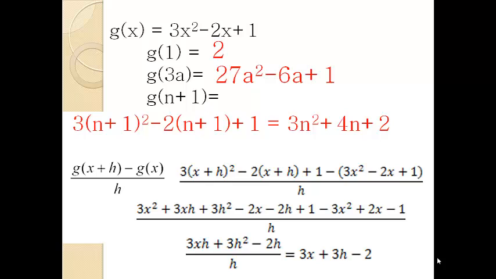And then once I've combined like terms, I can divide out all the leftover h's, and I get my final answer, 3x plus 3h minus 2. Okay, you ready for an example on your own? Start you off with these two.